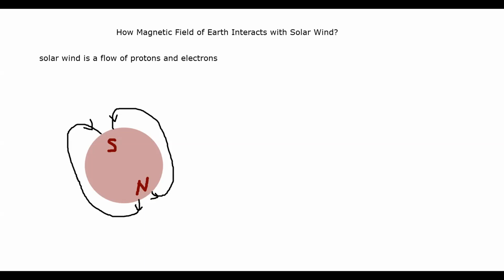So let's say we have a charged particle. Let's make it a positively charged particle over here, and it's flying, say, I don't know, this way.